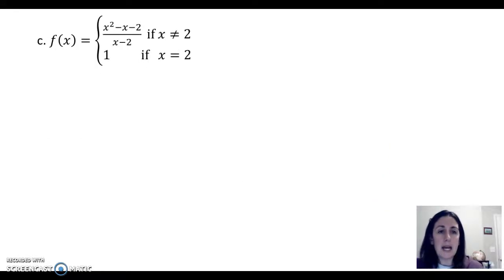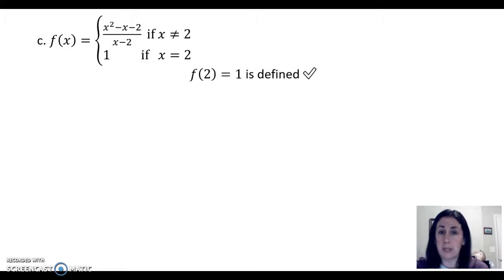Let's do one more example. f of x equals x squared minus x minus 2 over x minus 2, when x is not 2, and 1 when x equals 2. We actually just determined that the first piece is continuous for all values except 2, but this function is also defined at 2. 1 is defined everywhere, so it's definitely defined at 2. So in order to check continuity, we just need to know, is it continuous at 2? Well, to find that out, we have to check our three conditions. First of all, is the function defined at 2? It certainly is. Does the limit exist?